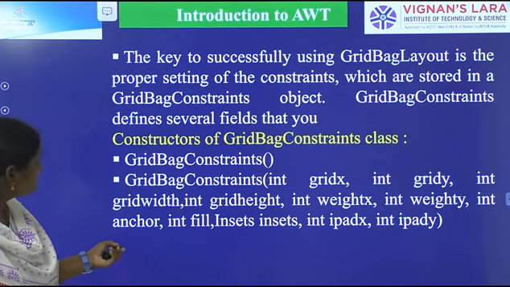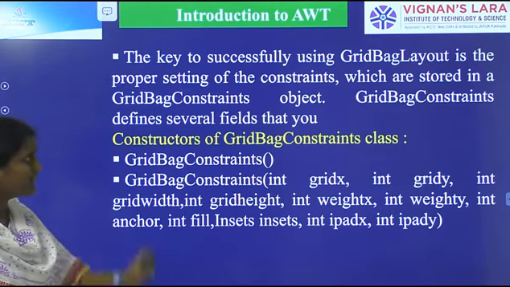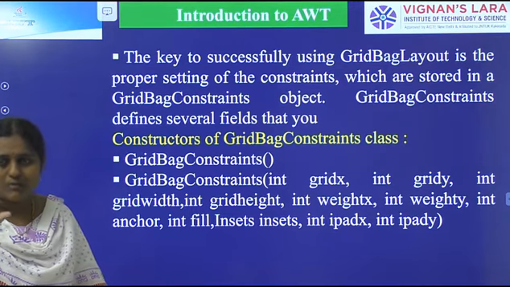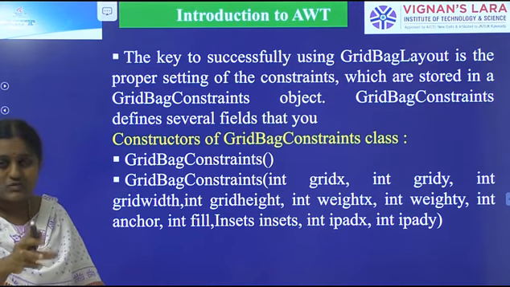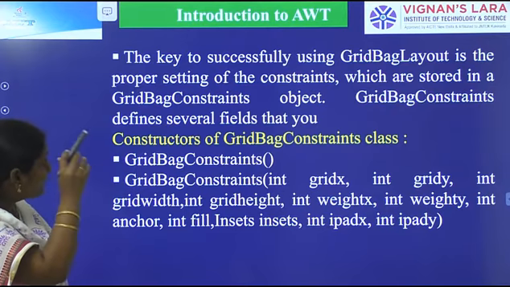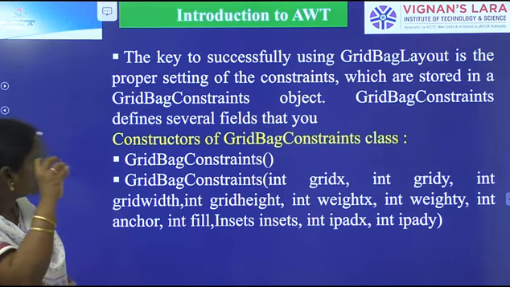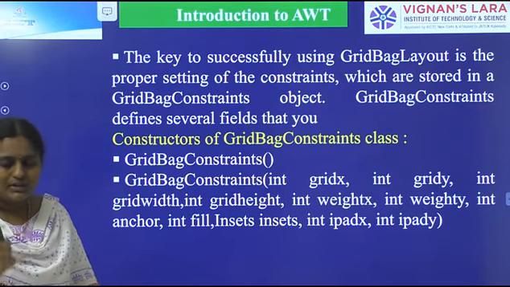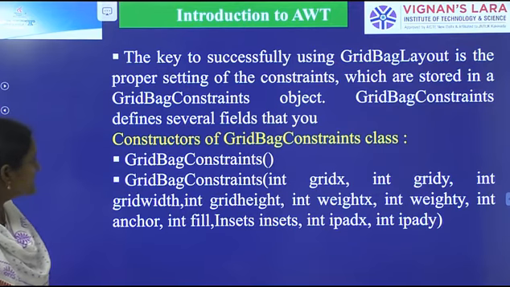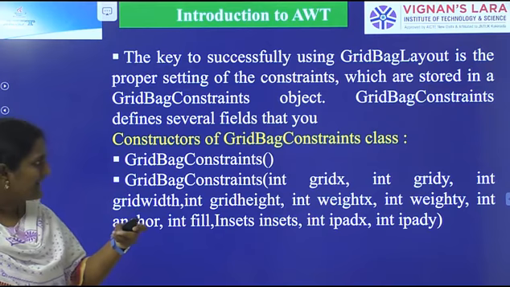Next one. The key to successfully using GridBagLayout is the proper setting of the constraints. So how can we put a particular component in a particular cell? Then only you can put a particular component in a particular cell. These constraints are stored in GridBagConstraints. Simply, we can call these constraints GridBagConstraints.